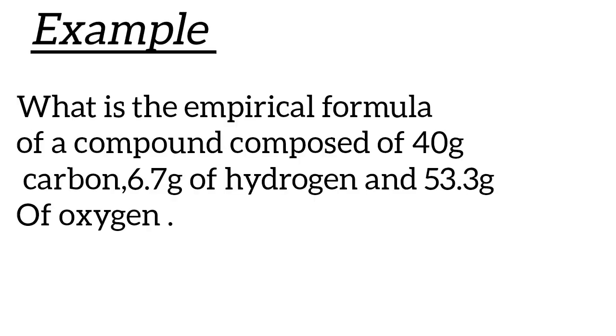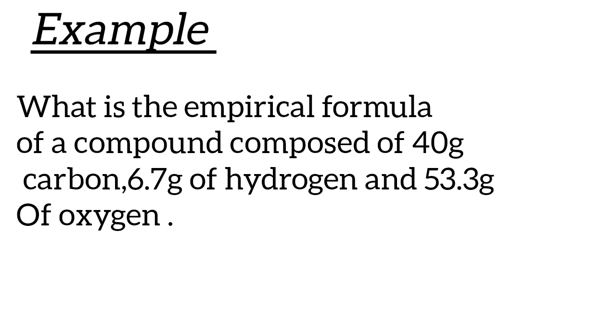Now, let's take this example. What is the empirical formula of a compound composed of 40 grams of carbon, 6.7 grams of hydrogen, and 53.3 grams of oxygen? Before we solve this problem, here is something you should note. If the question provides the composition in percentage instead of gram, we assume that the total mass is 100 grams.